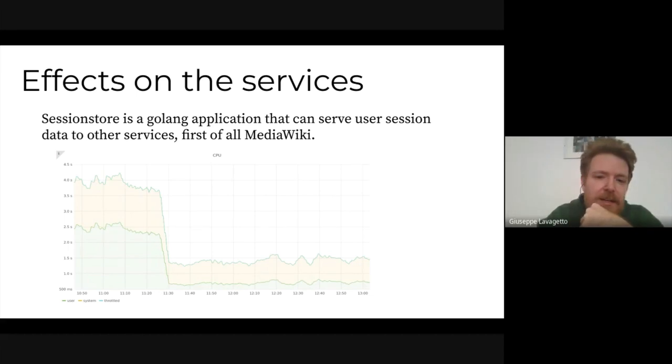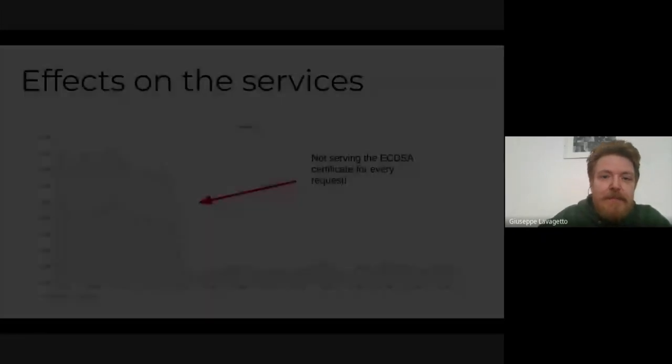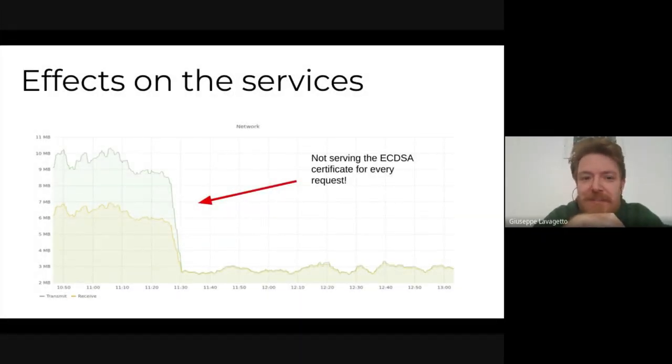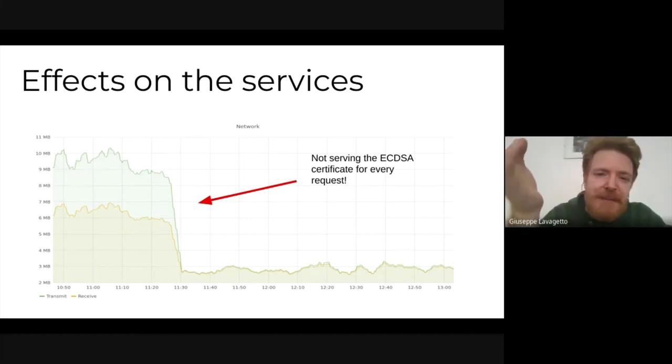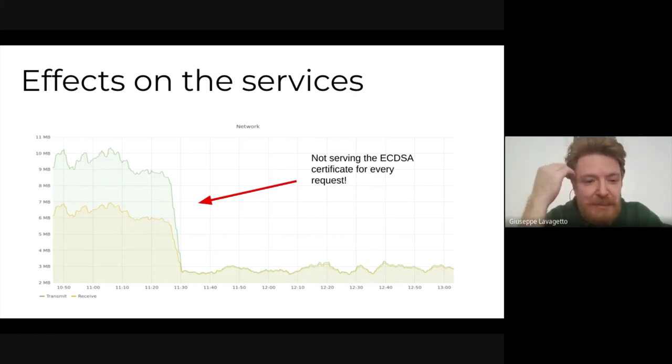And at the moment of the transition, you can see here that the CPU usage from all the pods of session store went from 2.5 seconds per second, so 2.5 CPUs, to about 0.7 CPUs. This is amazing, but let's see what happened with the network. For the network, the effect was even more unexpected. We saw a big drop in the number of bytes exchanged, and we expected that. But we also saw that the difference between transmitted and received data basically disappeared, because we weren't continuously transmitting the TLS certificate 4,500 times per second, but just a few times per minute.